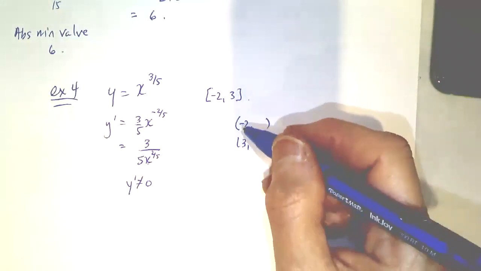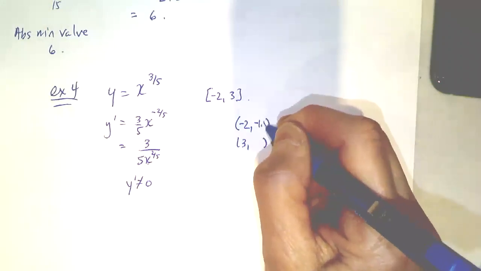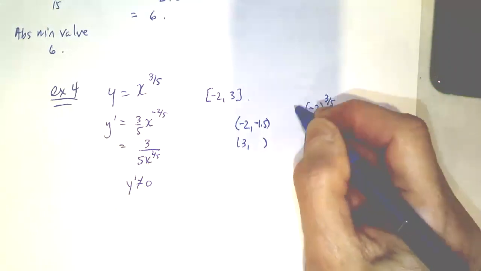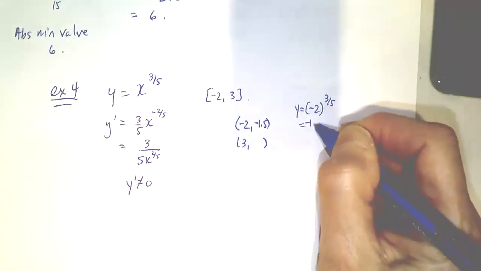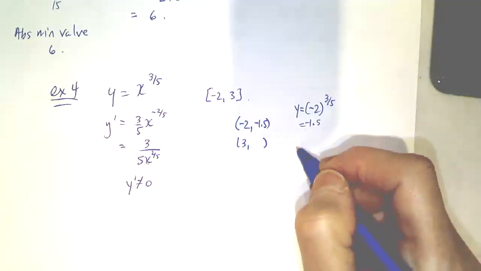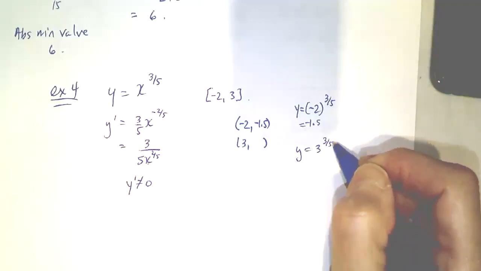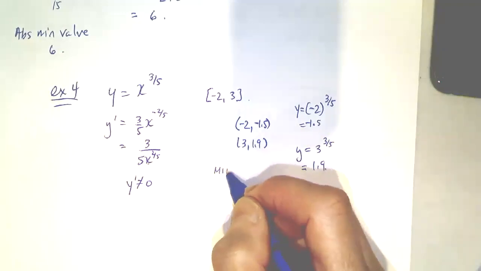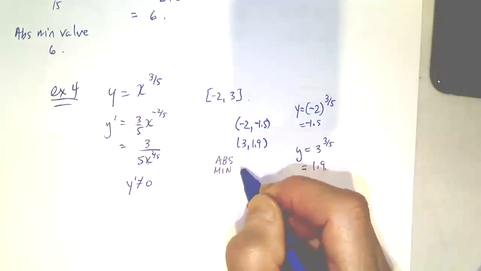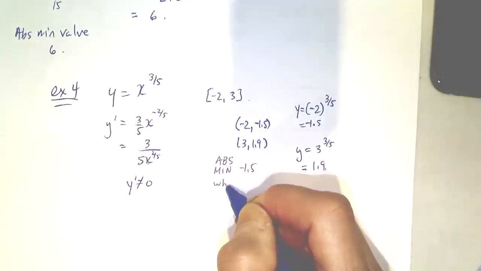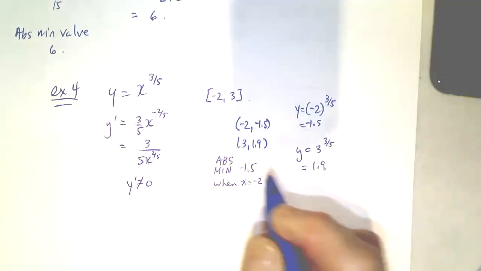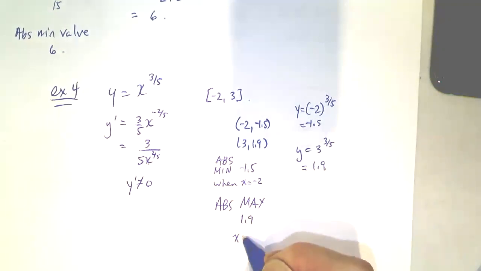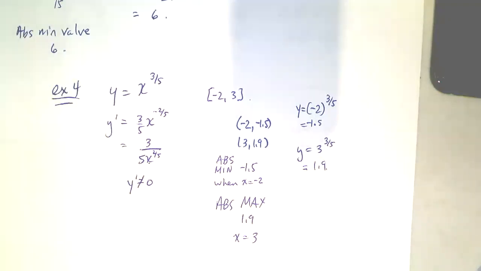When I put -2 into the function, I'll use my calculator. And again, you're going -2 to the 3/5. You're going to get approximately -1.5. And when you put in 3, you're going to get the approximate value 1.9. So clearly the absolute min is -1.5, and it occurs when x is -2. And the absolute max is 1.9, and that occurs when x equals 3.